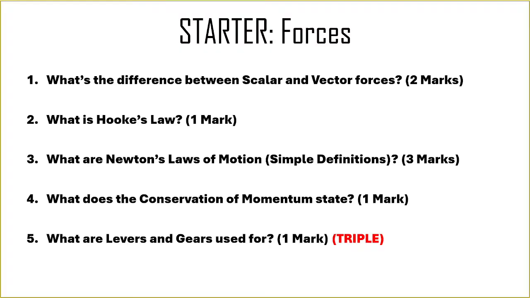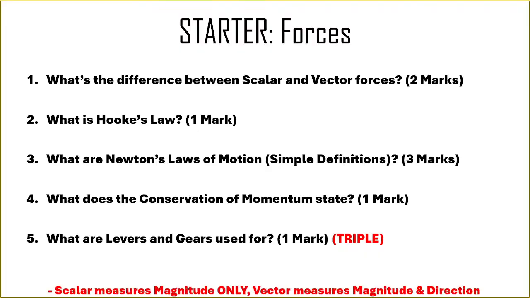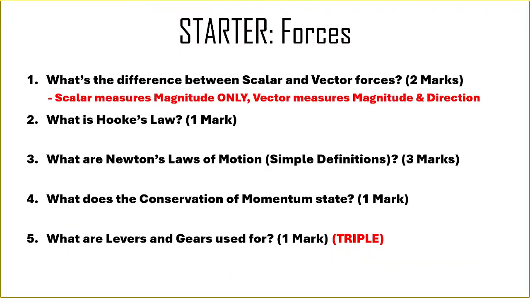Vector has direction. Scalar doesn't. Scalar has magnitude only. Vector measures magnitude and direction. Yeah, basically that. Number 2.